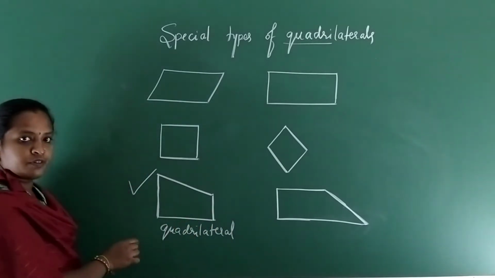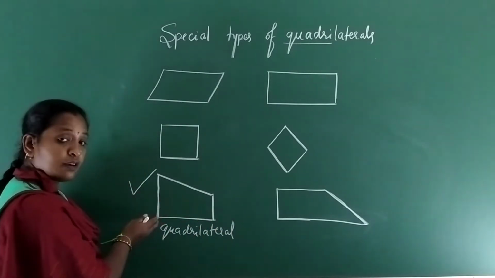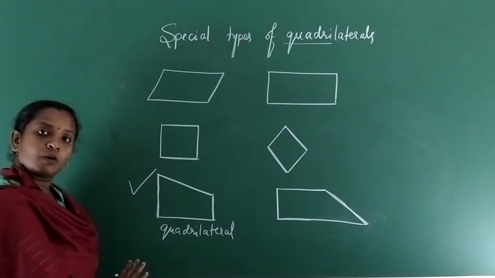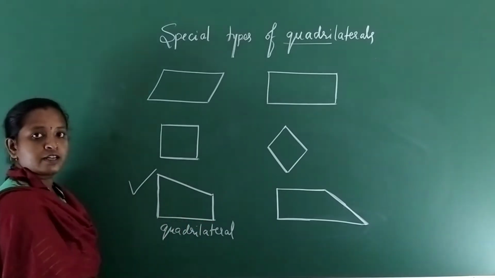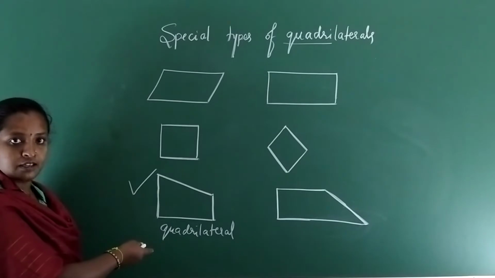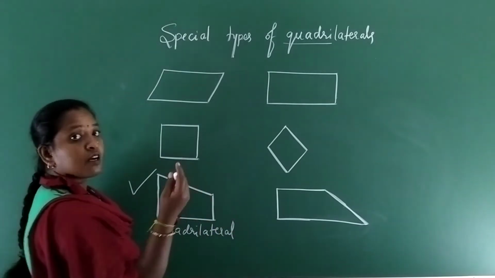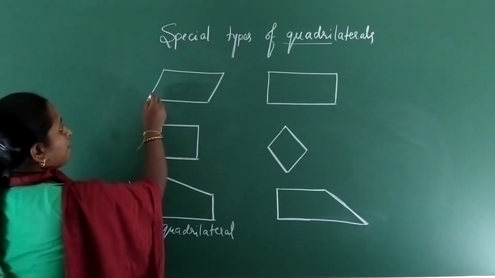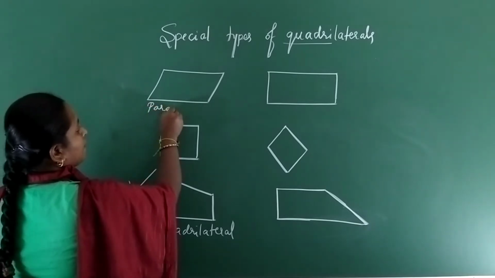Figure, four-sided figure. We did not have any name for this one. It is a quadrilateral because it has four sides, four angles and two diagonals if you draw them. Then we come to the special types. This is a parallelogram. What is this one?